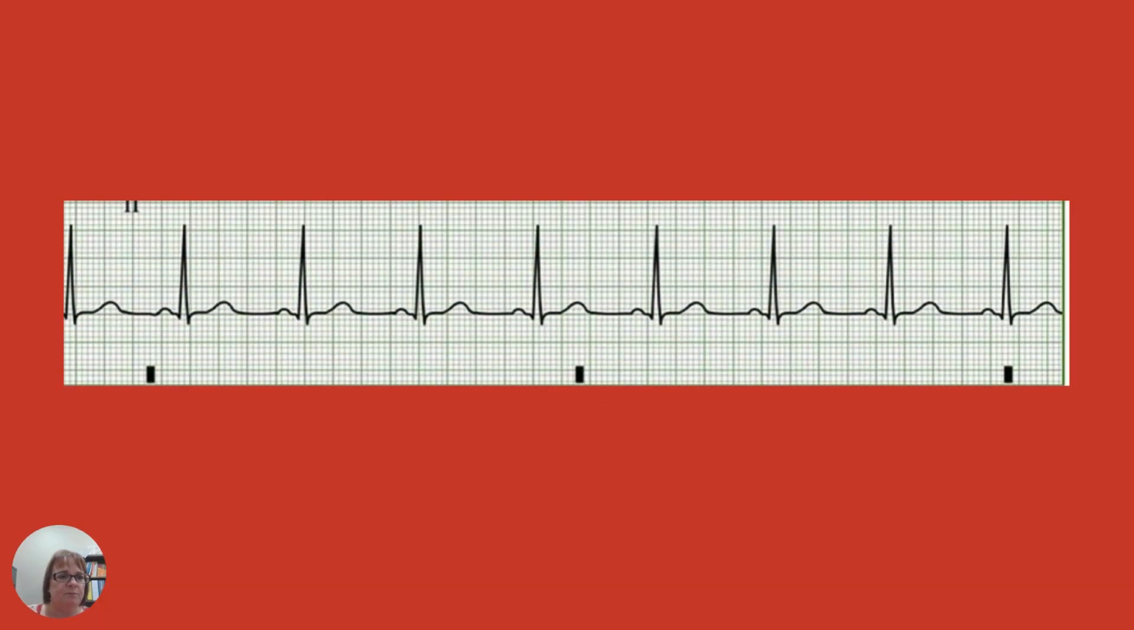Let's look at this one. All right, our QRSs look like they're evenly spaced. So let's count them, and we have a P wave for each. So let's count 1, 2, 3, 4, 5, 6, 7, 8, 9. So the heart rate, if I add a 0, would be 90. This is a normal sinus rhythm.